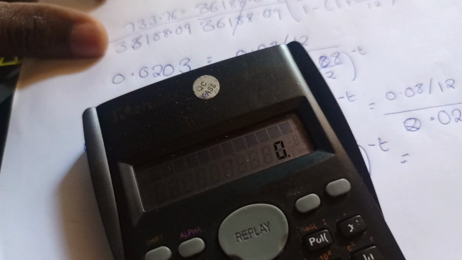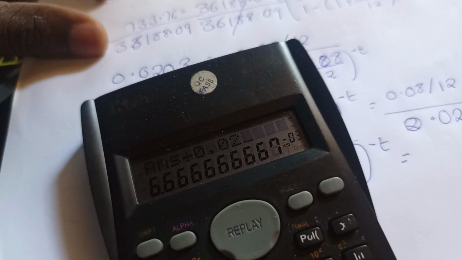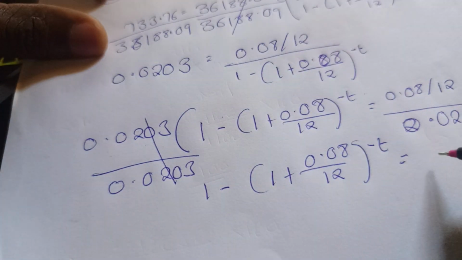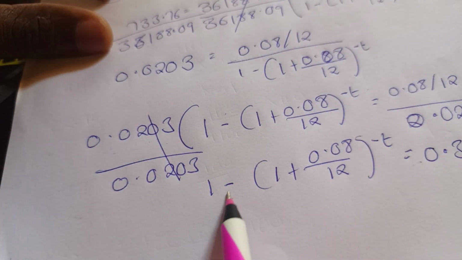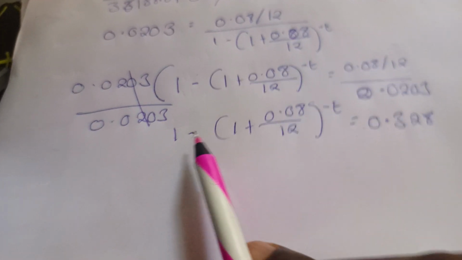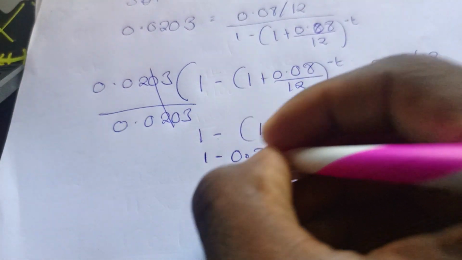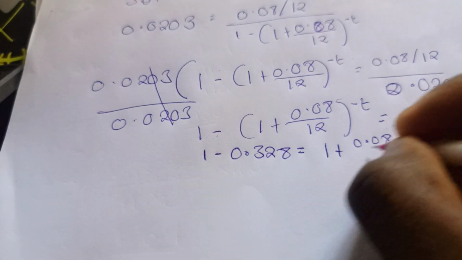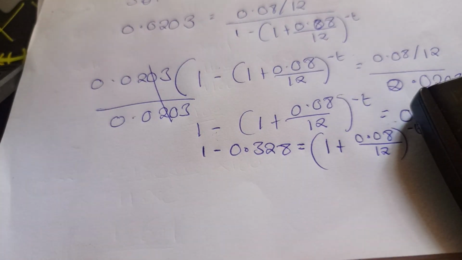So we just divide 0.08 divided by 12 divided by 0.0203. So we get our answer to be 0.328, where this one can go to the other side, but let's remove this negative. So let's allow this to cross over so that this can also cross over. So we will have 1 minus 0.328 is equal to 1 plus 0.08 divided by 12 to the power negative t, where we'll subtract those.